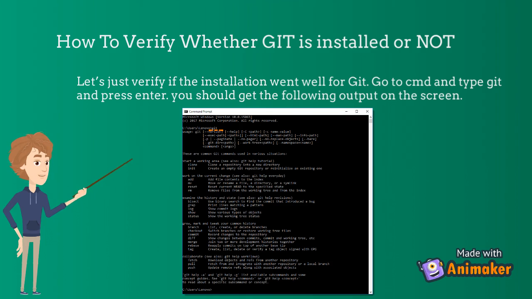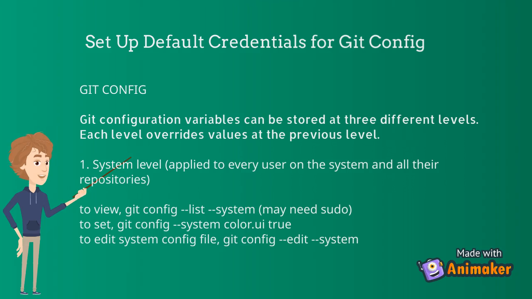How to verify whether Git is installed or not on your system. Let's just verify if the installation went well for Git. Go to CMD and type git and press enter. You should get the following output on the screen. Let's learn an important command of Git called git config.